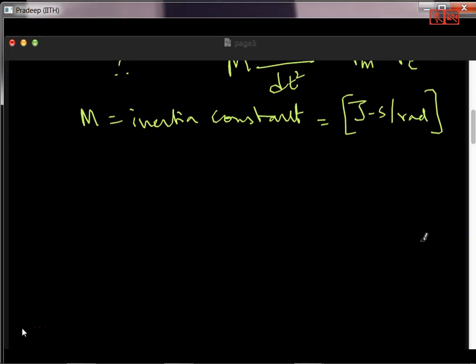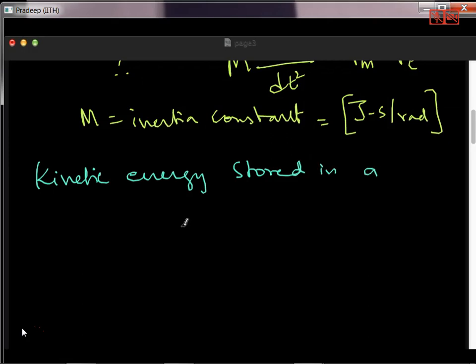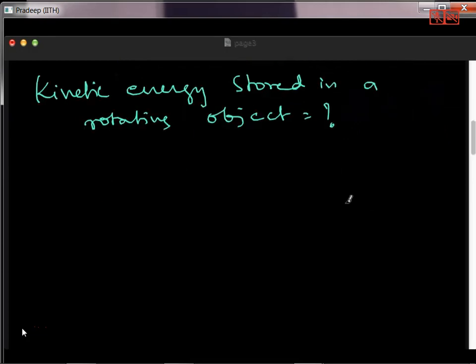Now I also know what is the kinetic energy stored in a rotating object. What is the kinetic energy stored in a rotating object? That is nothing but half J omega square. This is the definition of kinetic energy stored in a rotating object.